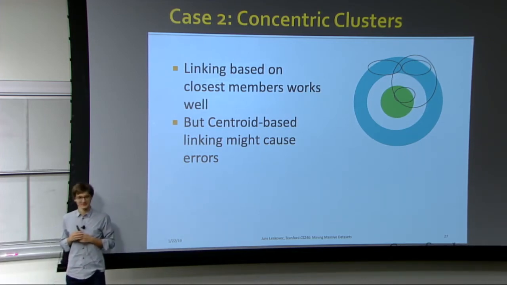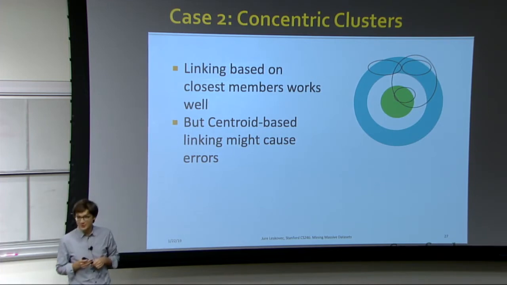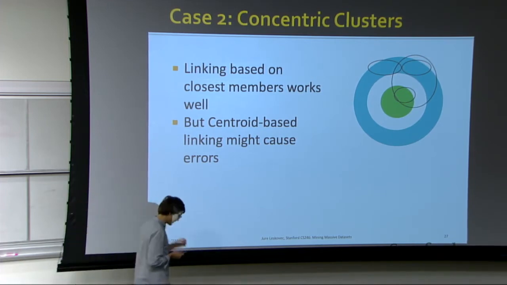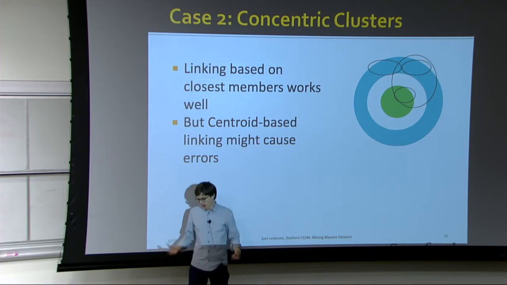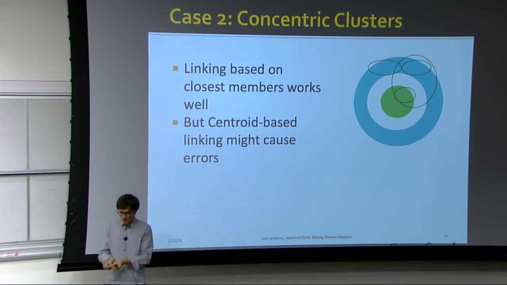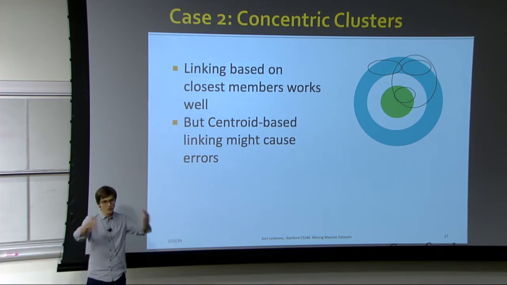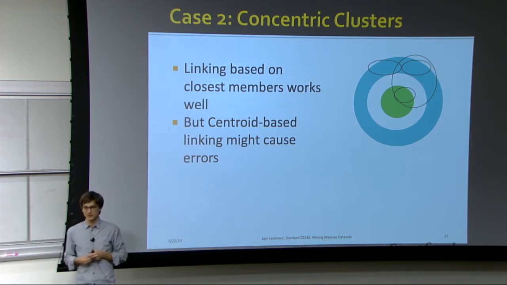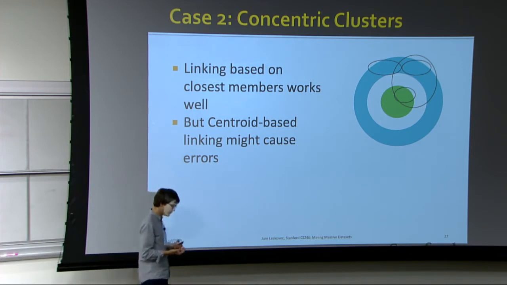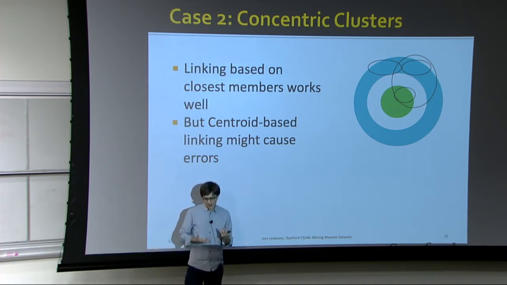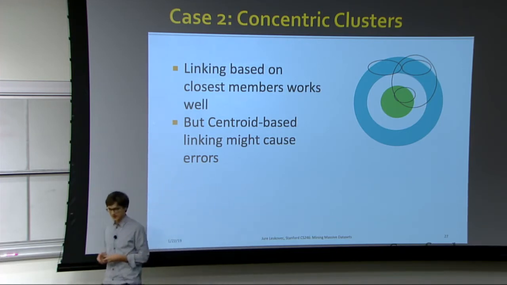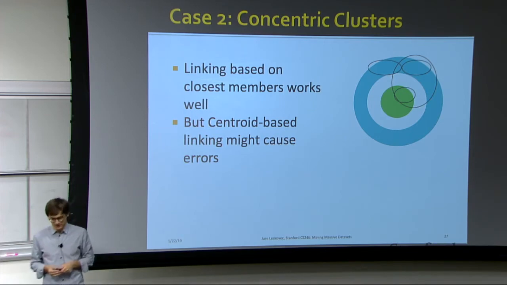All good? Okay, so this was hierarchical clustering methods that are essentially based on merging clusters. We start with each point being its own cluster, and then we have some criteria that says which two clusters we should merge into a new cluster. And then we need to decide how we represent the cluster and how we measure distances between clusters. This is what we discussed so far.